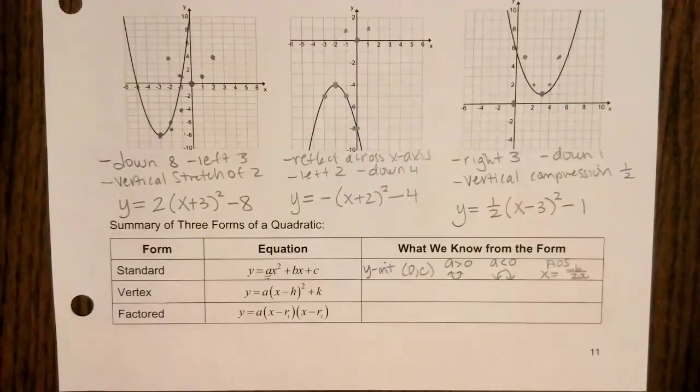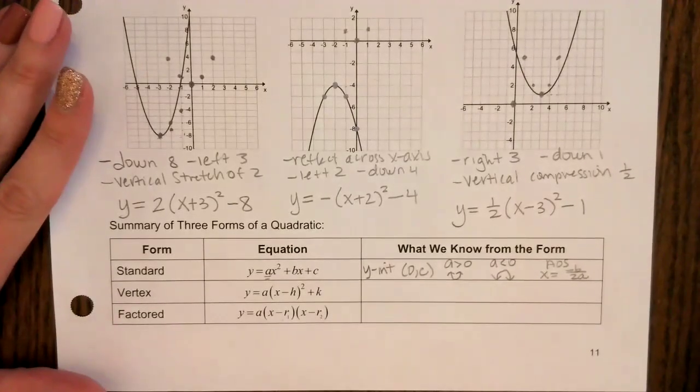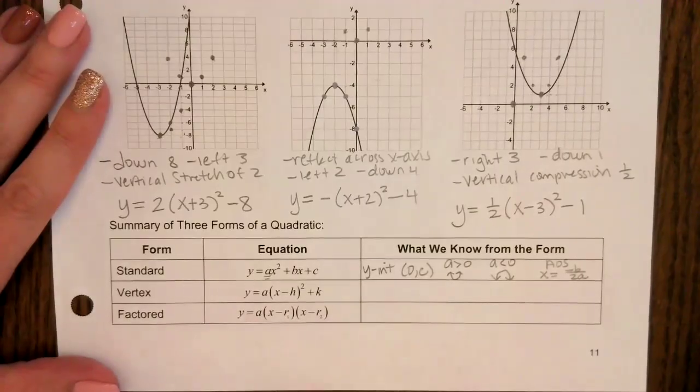That's really all the information we get from the standard form. It doesn't really help for graphing it completely because you can't just graph with this information. It doesn't give us as much information as the others. So we will be using the vertex and factored forms a little bit more.